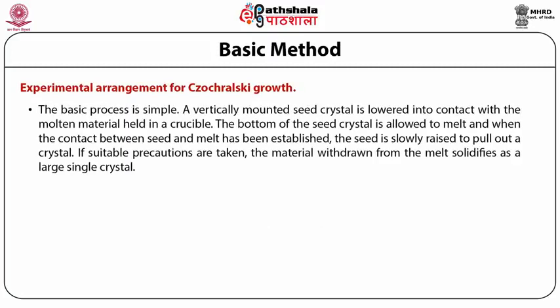The basic process is simple. A vertically mounted seed crystal is lowered into contact with the molten material held in a crucible. The bottom of the seed crystal is allowed to melt, and when the contact between seed and melt has been established, the seed is slowly raised to pull out a crystal. If suitable precautions are taken, the material withdrawn from the melt solidifies as a large single crystal.